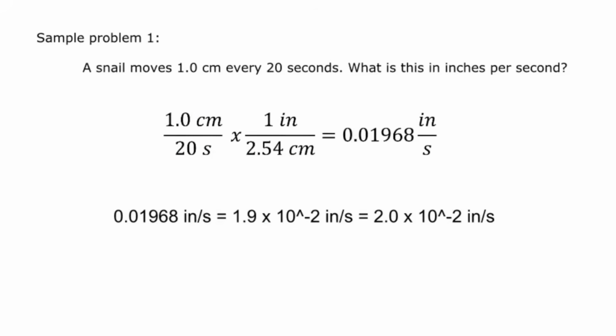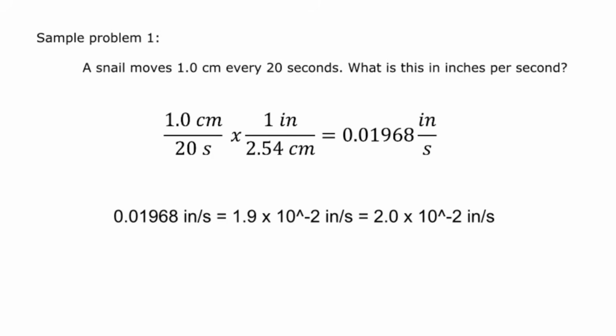A snail moves 1 centimeter every 20 seconds. What is this in inches per second? To answer this, first, we need to look at the given, 1 centimeter every 20 seconds, then look at what is asked. We need to convert the given to inches per second. Let us now write the equation.